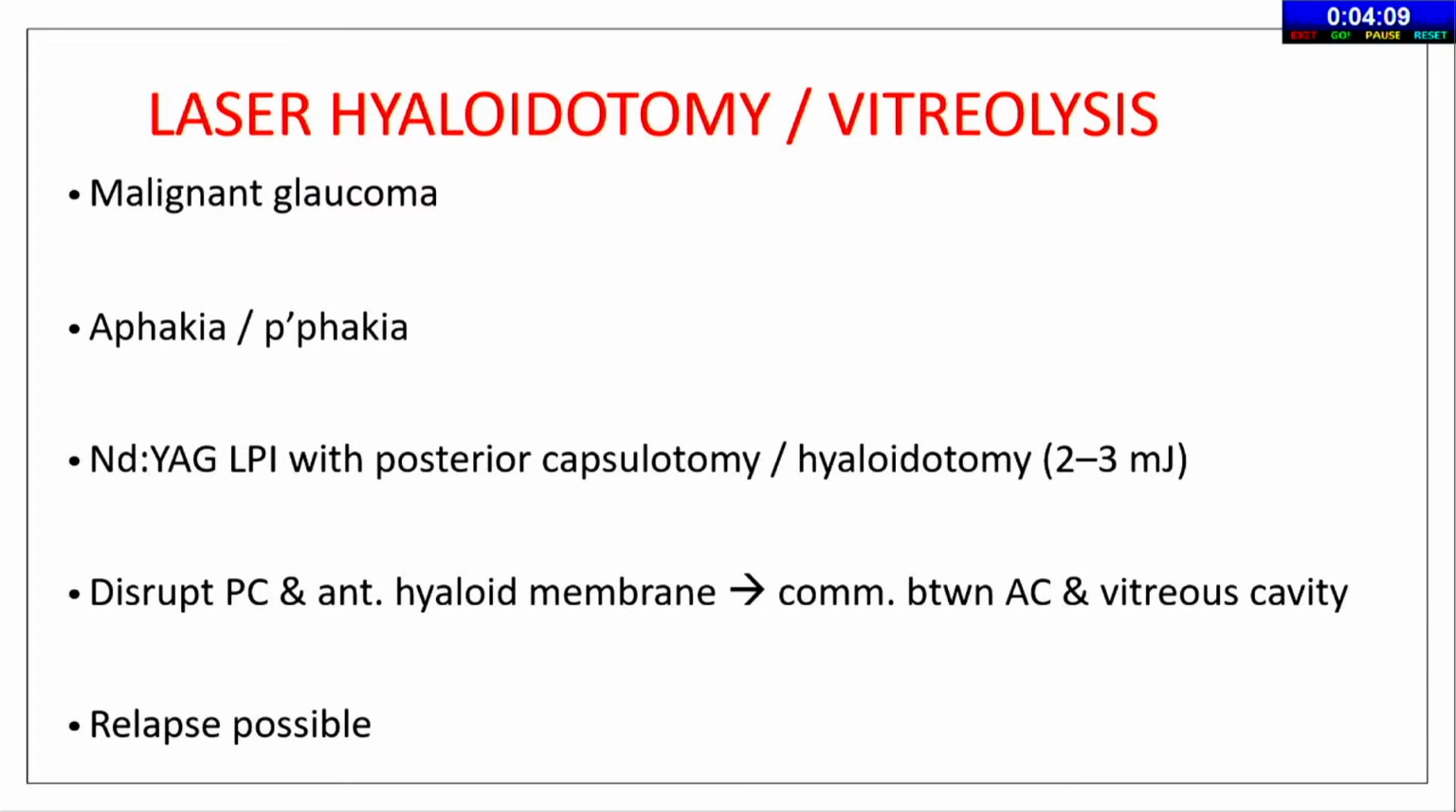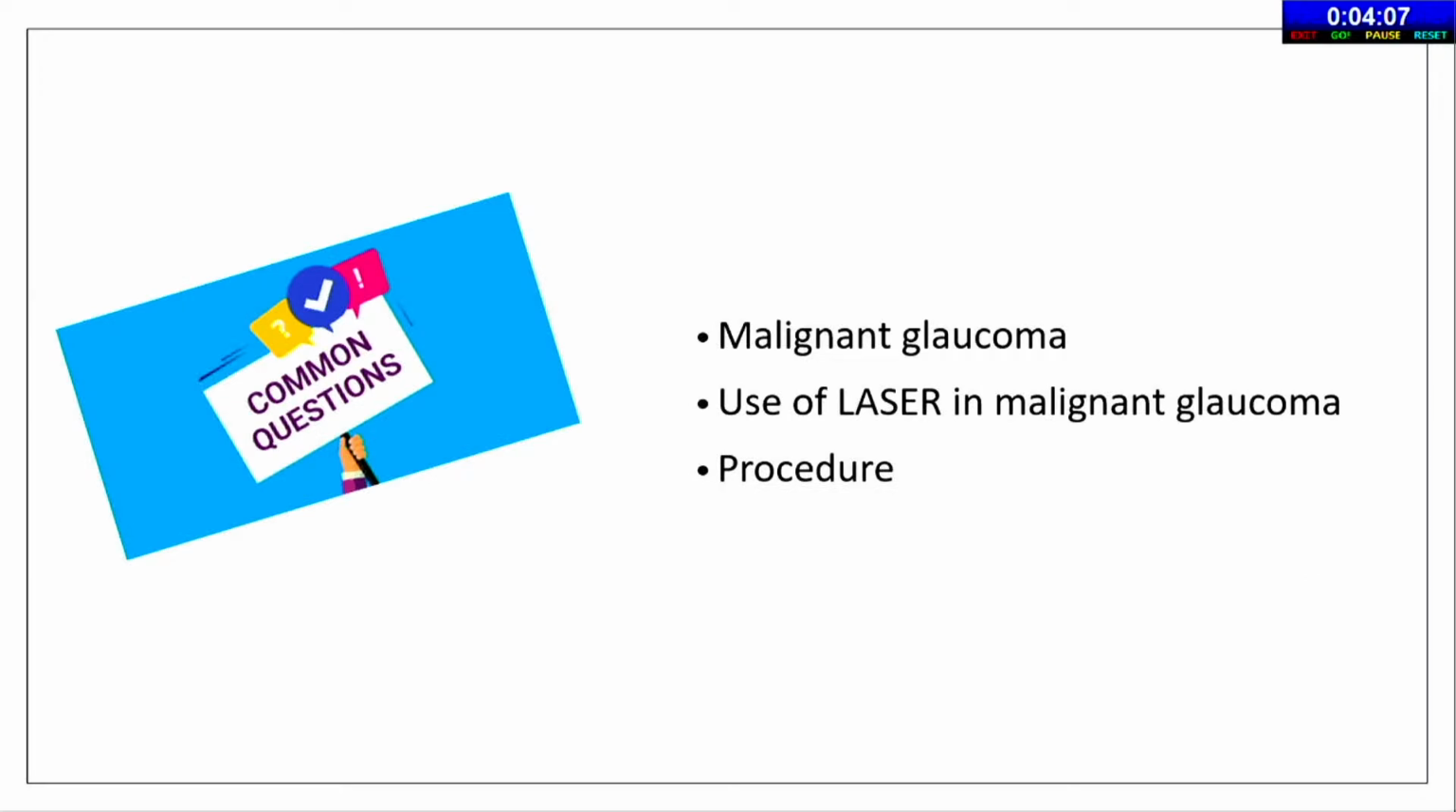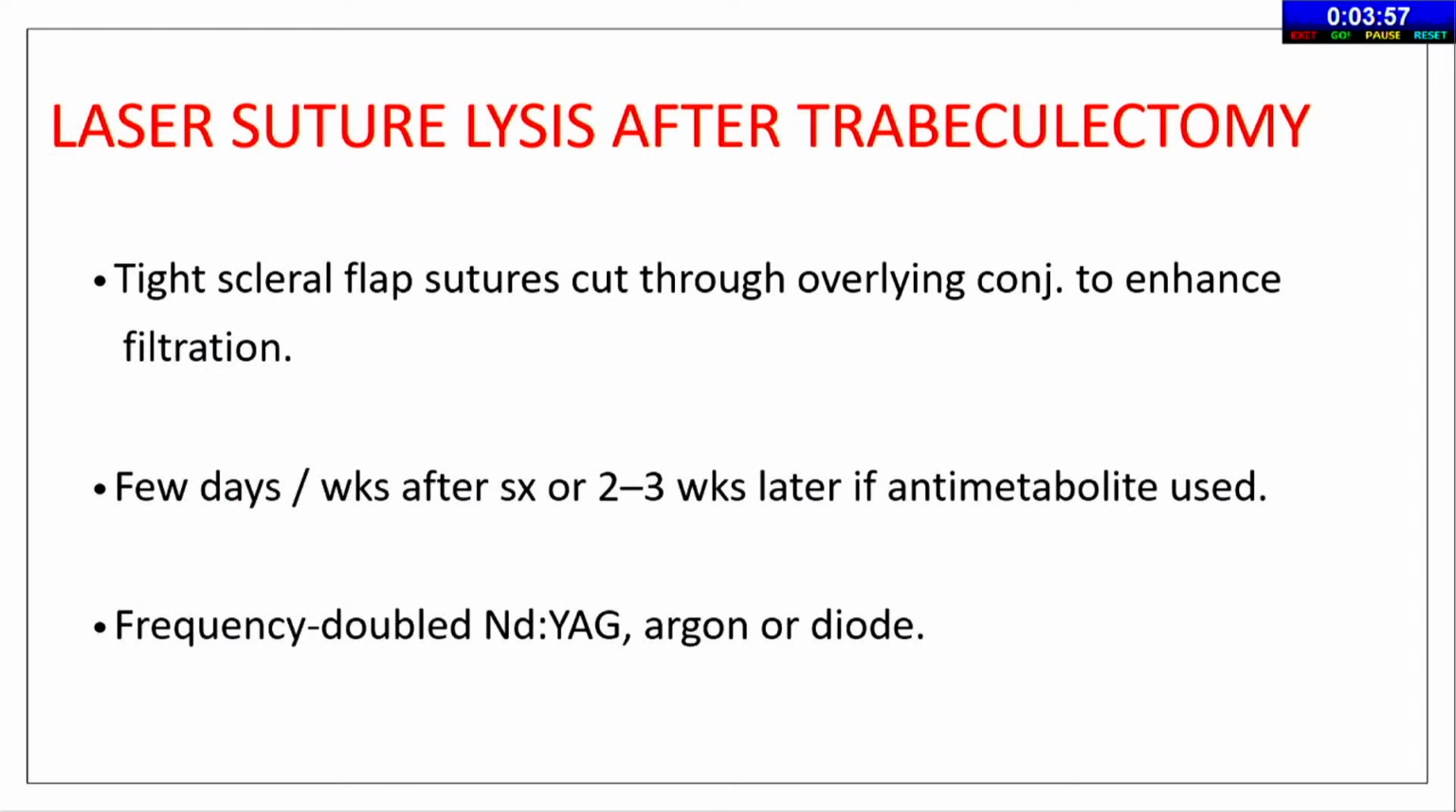into the anterior chamber. Because this is mainly related to malignant glaucoma, you can also be asked questions, and you will need to describe a little bit about malignant glaucoma as well. After trabeculectomy, sometimes the filtration is not adequate and the scleral flap sutures are either too many or too tight. Then you may want to rupture or break one of the sutures after trabeculectomy to enhance the filtration.